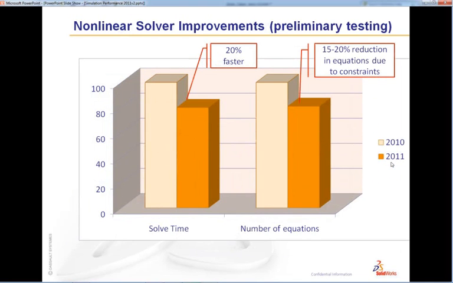Also, in terms of nonlinear analysis, they've made some improvements in the ways we're representing the models. So they've reduced the number of equations, which in turn has helped reduce the solve time for those models. This is some preliminary testing. If we get more detail, we'll add that at a later stage. But at this stage, we're seeing about a 20% reduction in solve times for nonlinear models.